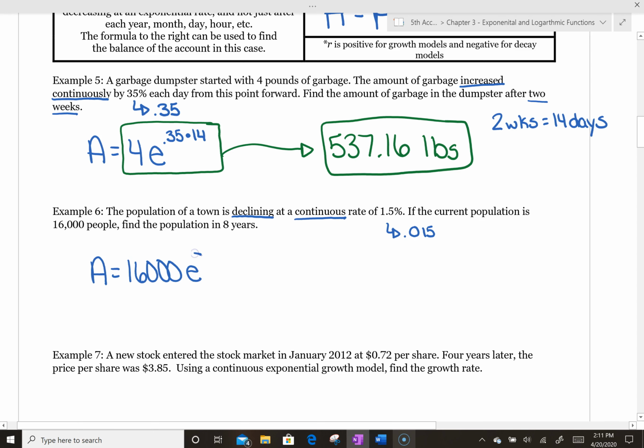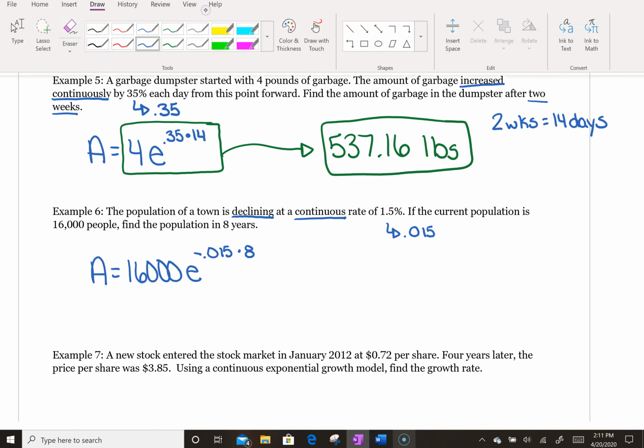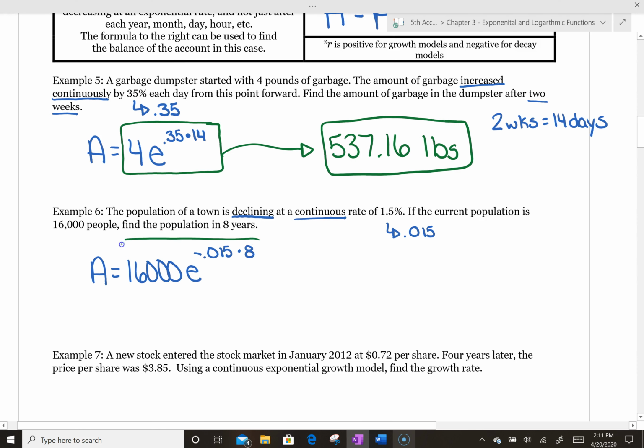E to the negative 0.015 times, and that is per year, so we can multiply that times 8. So when you go to type this into your calculator, we are looking at about 14,190 people.